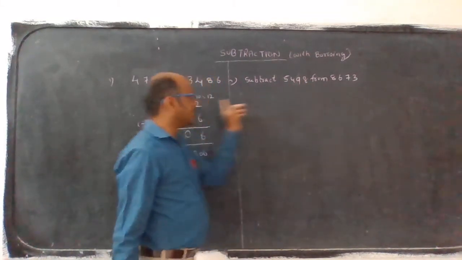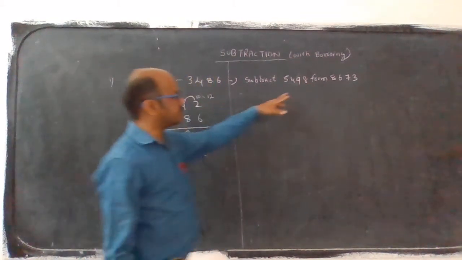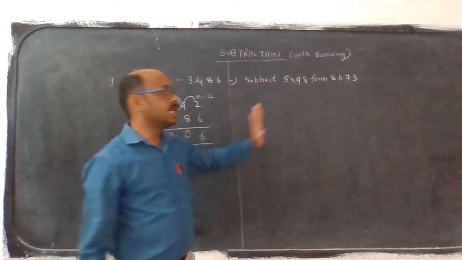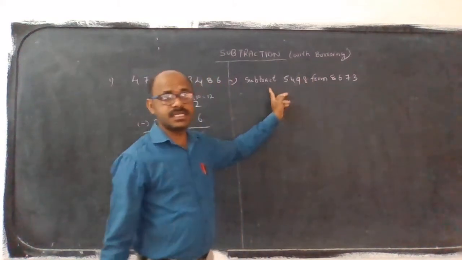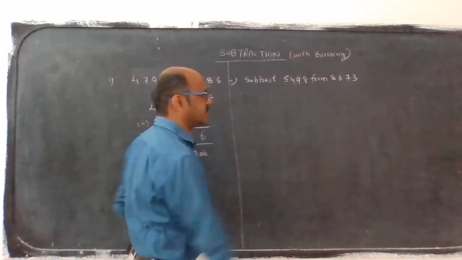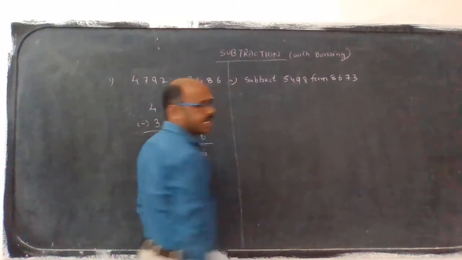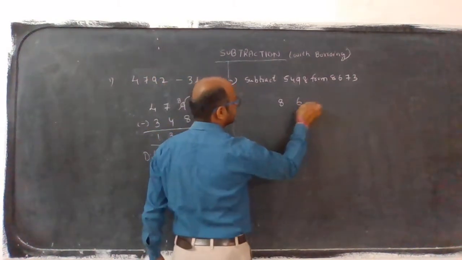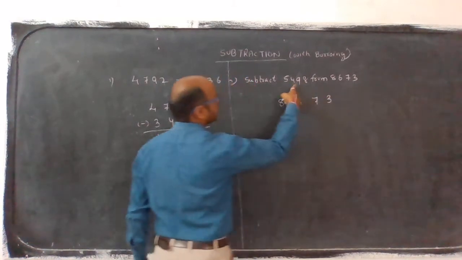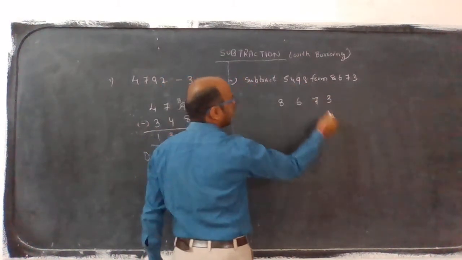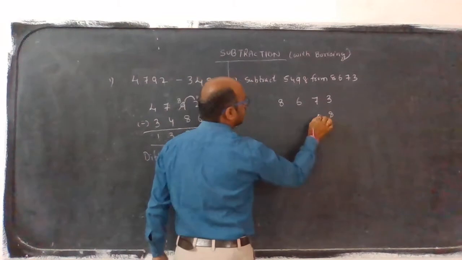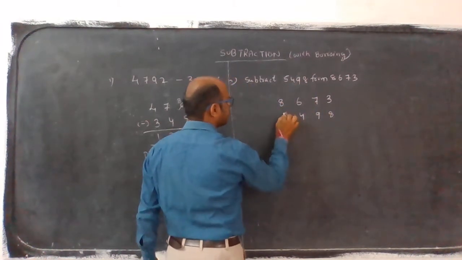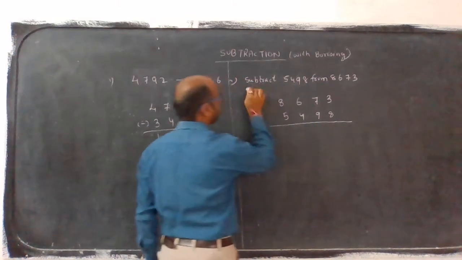Don't confuse it. Here is the first number, and here is the first number. First we have to see which is the bigger number, and that we have to write first. Compared to 5, 8 is bigger, 8000 is bigger. So it will be 8,673. Next 5,498. 8 is in the ones place, 9 in the tens place, 4 in the hundreds place, 5 in the thousands place. Then subtract.